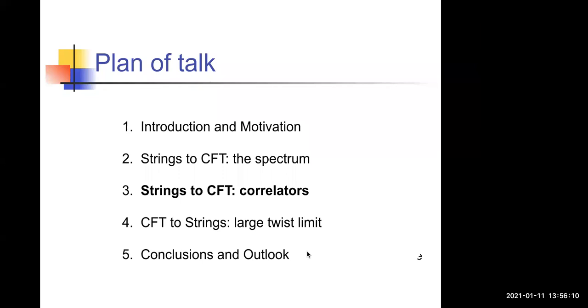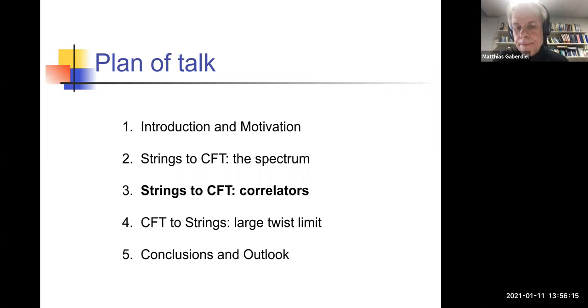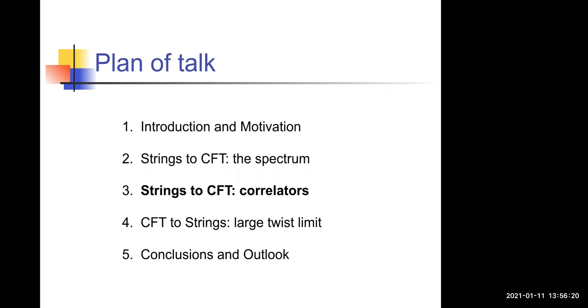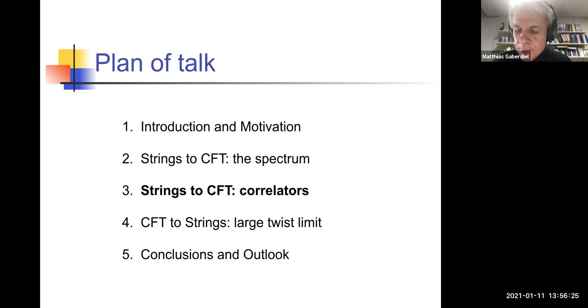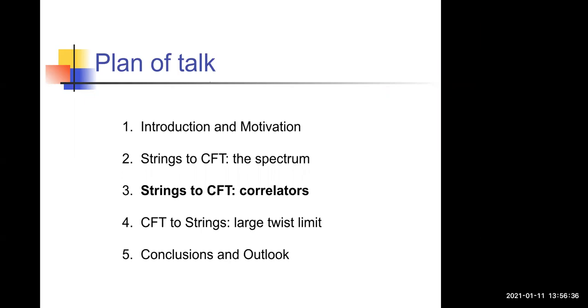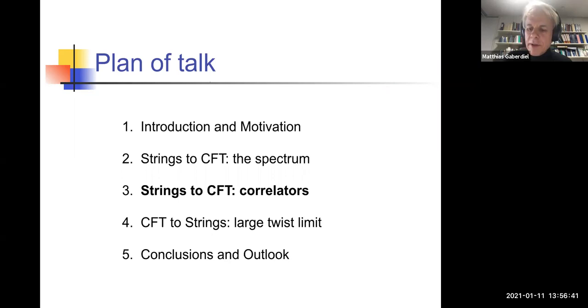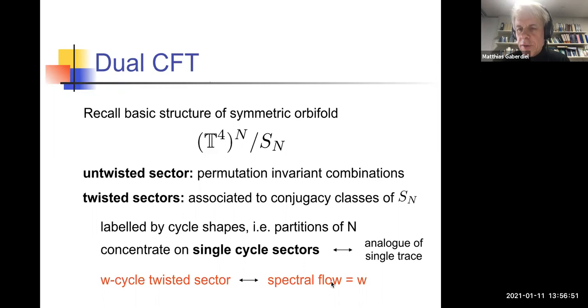So Matthias, before you go there. Yes. So the marginal operator in the symmetric product, where is that showing up in your k equals one theory? So you mean the modulus? Yeah, the modulus itself. So as you know, there are a number of moduli for the symmetric orbifold. The T4 moduli are just the T4 moduli, so they're not doing much. And then the interesting one is the two-cycle twisted sector modulus. Right. So I skipped a little bit over that, but I'll explain it here. The w-cycle twisted sector states correspond to the states that appear from spectral flow equal to w on the world sheet.